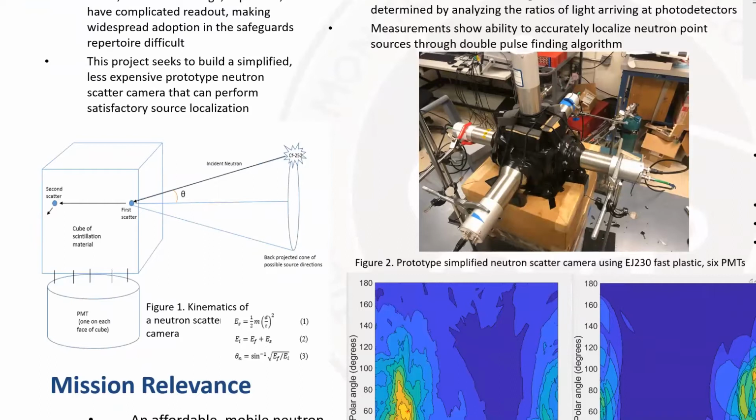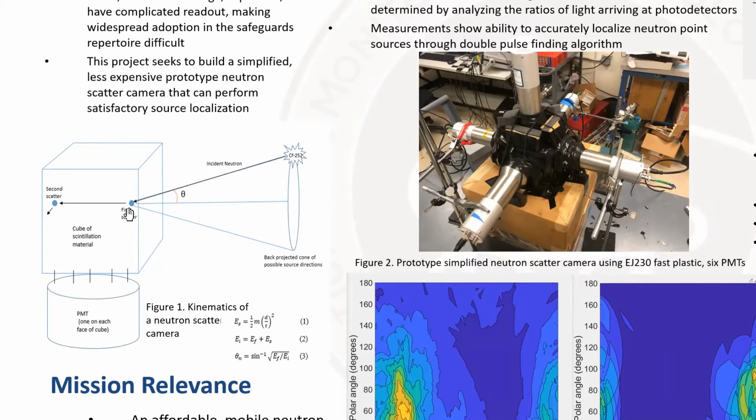So a bit on how the principle of this physically works. Essentially, how a neutron scatter camera works is a system detects two consecutive neutron scatters from a single neutron emitted from a source. In this example, we have a Californium-252 source, which is a spontaneous fission source releasing fast neutrons. The neutron in this case comes along this black vector here until it scatters in the detector and then scatters a second time.